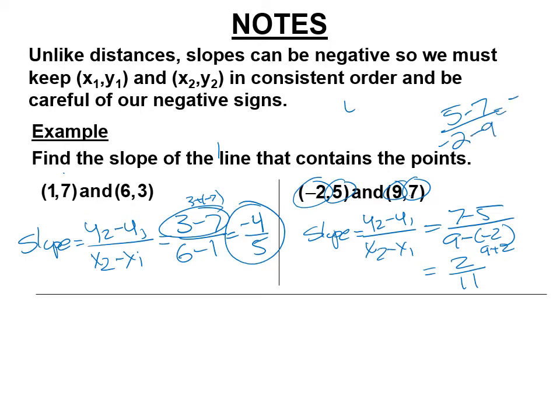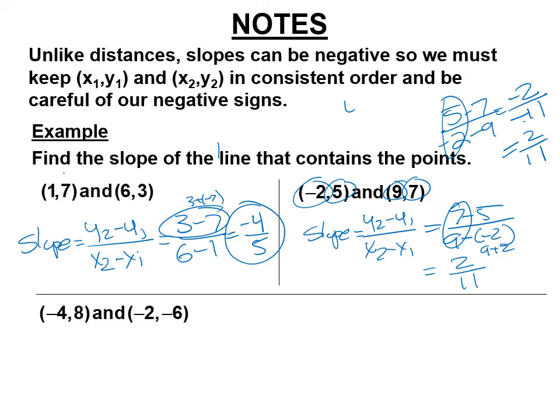Now, if you'd done it backwards, you would have gotten 5 minus 7 over negative 2 minus 9, which would be negative 2 over negative 11. But two negatives make a positive, all right? Now, the way I did it was the easier way. As you do a lot of these, you'll find one order may be slightly easier than the other, but as long as you're consistent, right? You have to start with the same point each time.